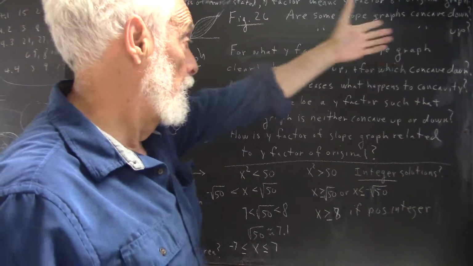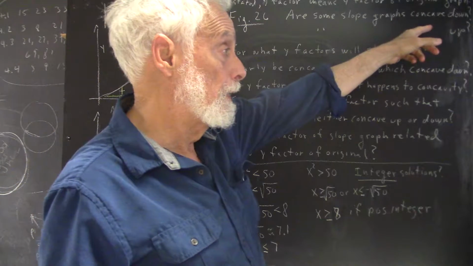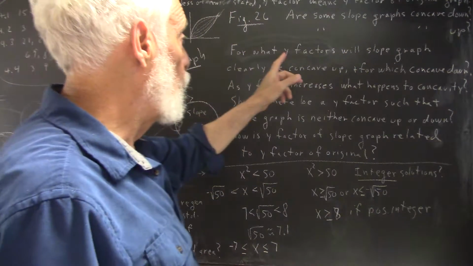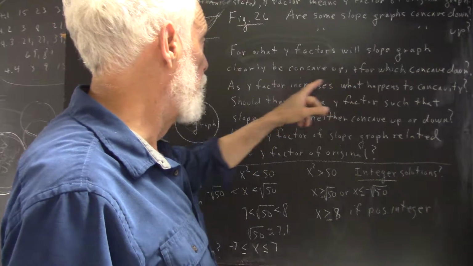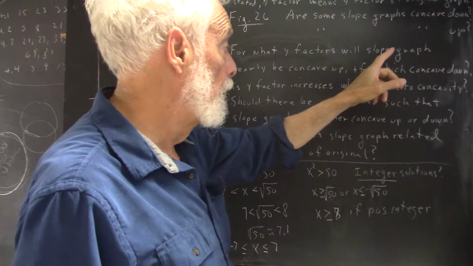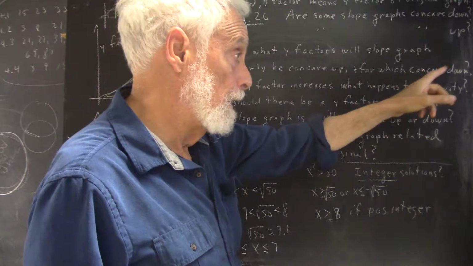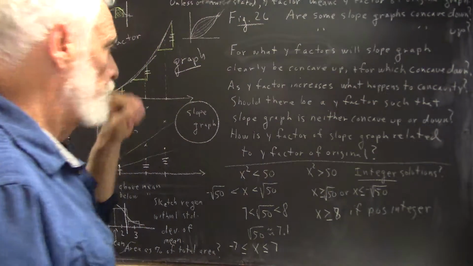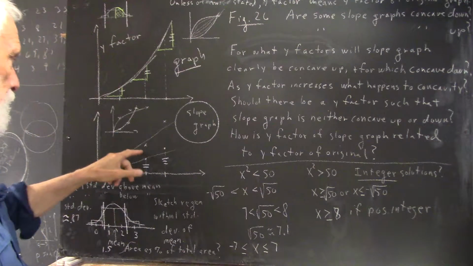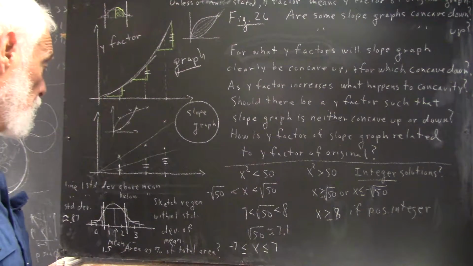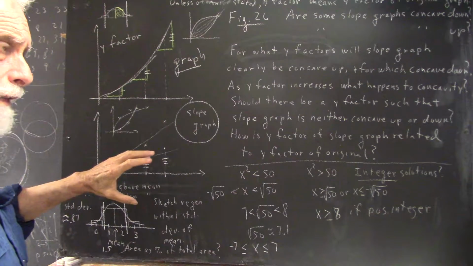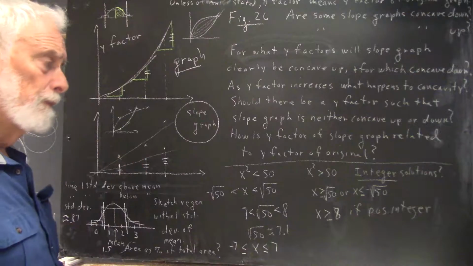So there's this. Are some slope graphs concave down? Are some slope graphs concave up? For what y factors will the slope graph clearly be concave up? And for what factors will it be clearly concave down? There might be some where you can't tell. Like if you get points that look like this when you construct your slope graph, you really don't know. Maybe it's concave up, maybe it's concave down, and maybe it's neither.